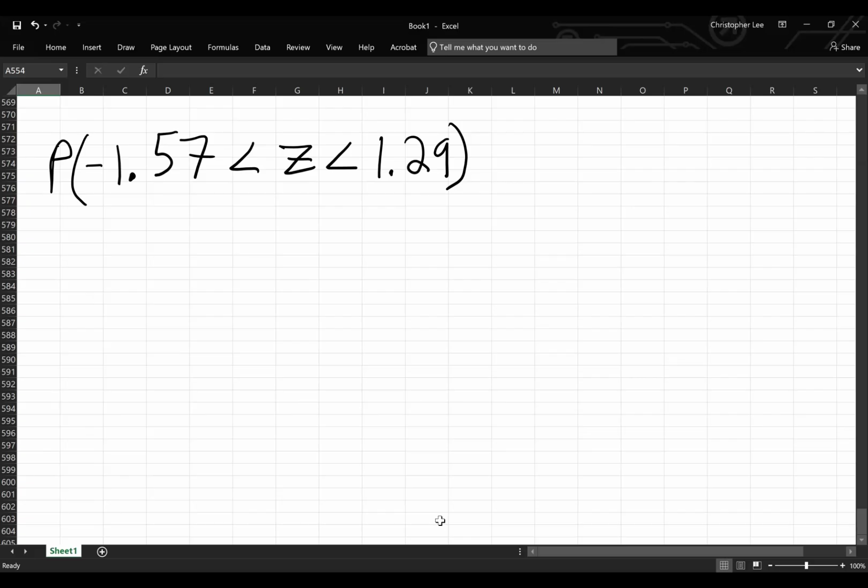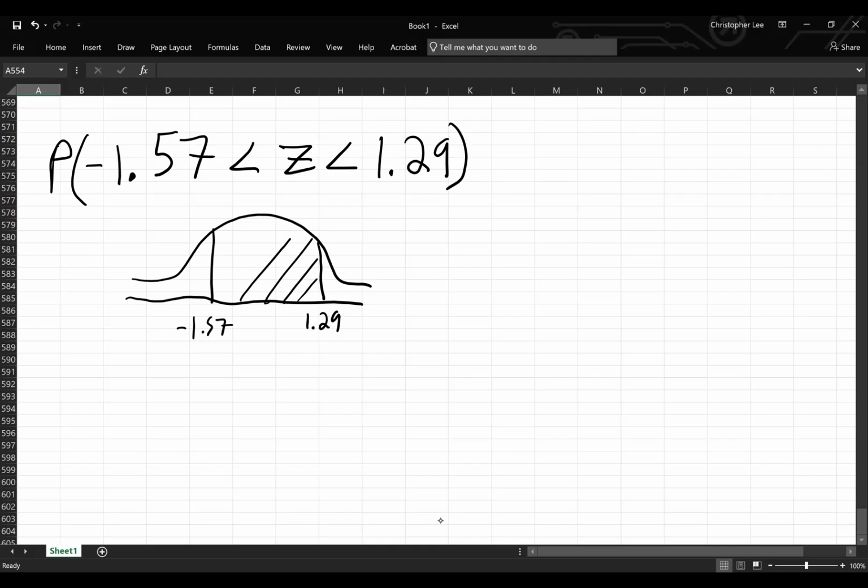But you see, for this, we have it in between. So just to recap, remember that whenever we have a probability that's in between, one number is over here, 1.29. Another number is over here, negative 1.57. And I'm looking for this area in between.